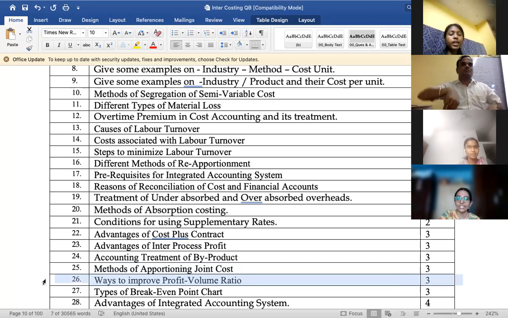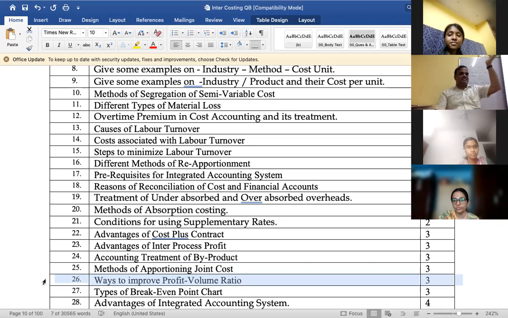Ways to improve PV ratio: increase in selling price, decrease in variable cost, change the product mix, changes in the sales mix. Formula for PV ratio: contribution divided by sales into 100. Numerator is sales minus variable cost, denominator is sales.